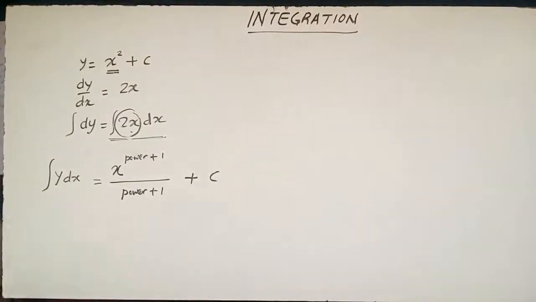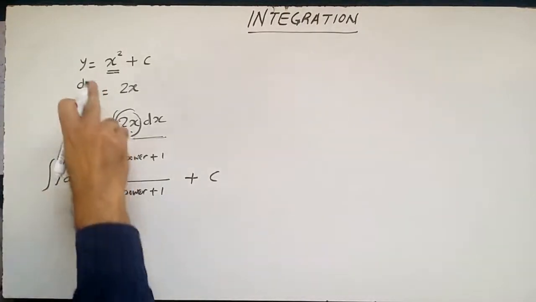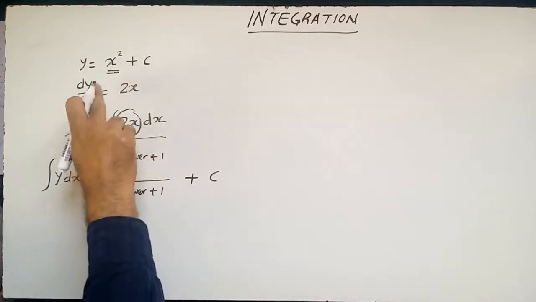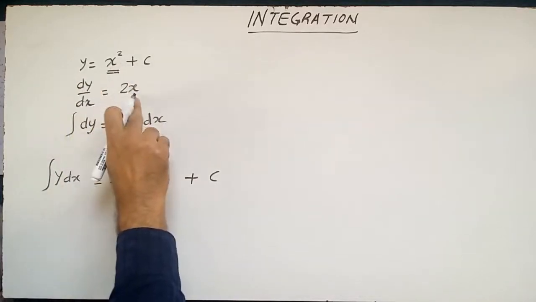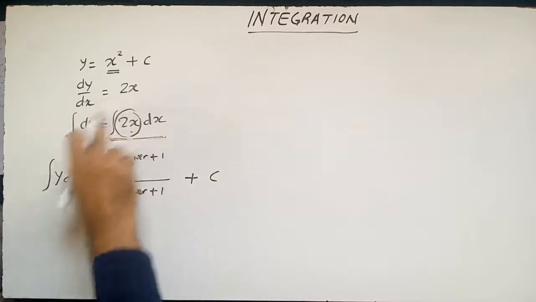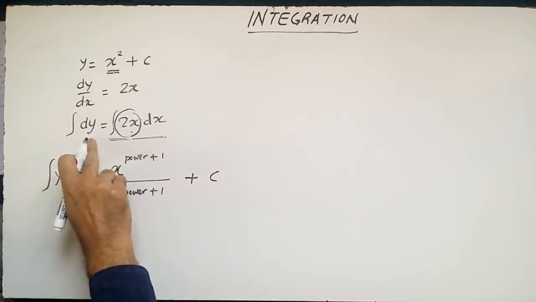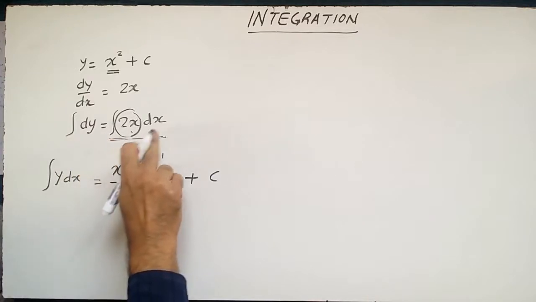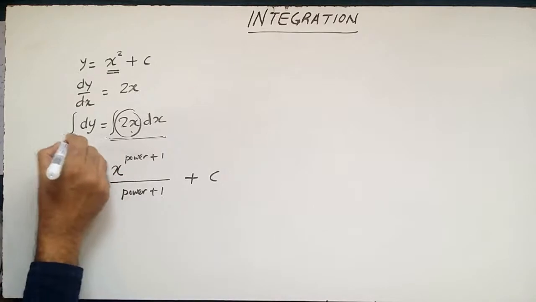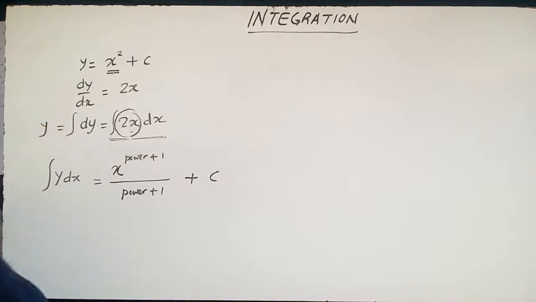Now let's come to the formula for integration. Let's take an expression y equal to x squared plus c. We know that dy by dx is equal to 2x. If we integrate both the sides, then the integration of dy will be the integration of 2x dx. Now, the integration of dy is nothing but y.